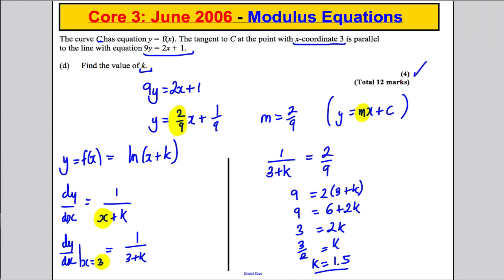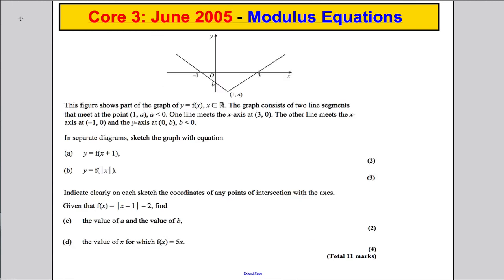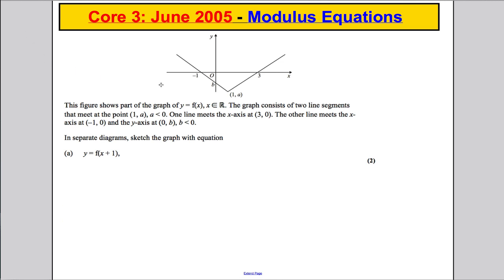Okay, next question. Pause the video, have a go. Okay, first part. We're told a lot about the graph, but effectively all this stuff says here is labelled on the graph. It says, draw on a separate diagram the curve with equation y is equal to f of x plus 1.